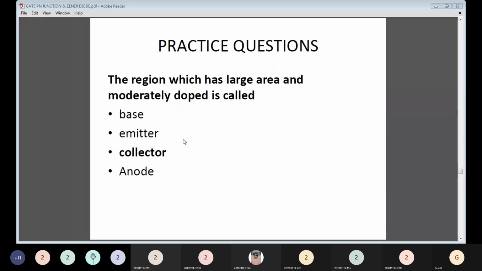The region which has a large area and is moderately doped is called. We have three terminals in the transistor: emitter, base, and collector. Another option is given as the anode. The layer in which the doping is moderate is called the collector region. So the correct answer for this is collector.